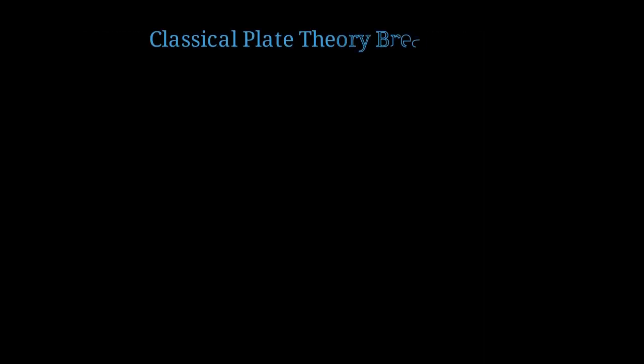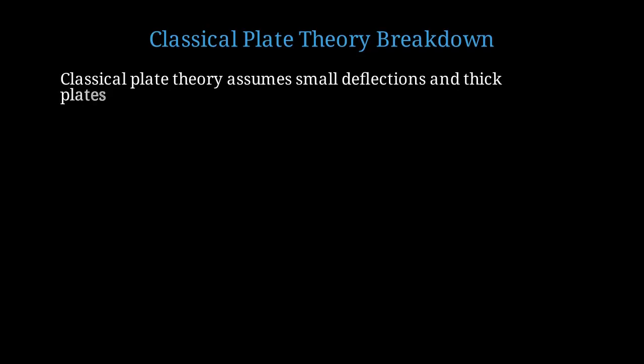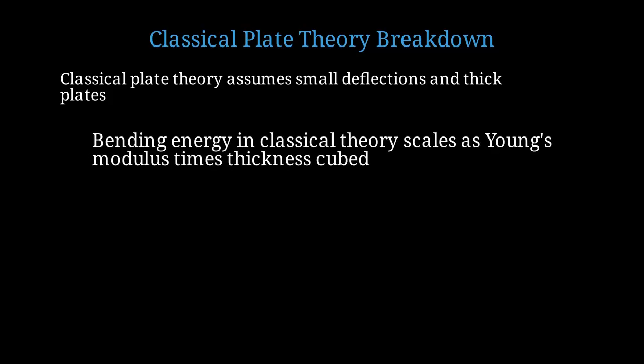Now let's address why classical plate theory fails in this regime. This is a crucial point. Classical plate theory was developed for macroscopic plates where the deflection is small compared to the thickness, and the thickness is small compared to lateral dimensions. In classical theory, the bending stiffness scales as Young's modulus times the thickness cubed. This means thicker plates are much harder to bend.